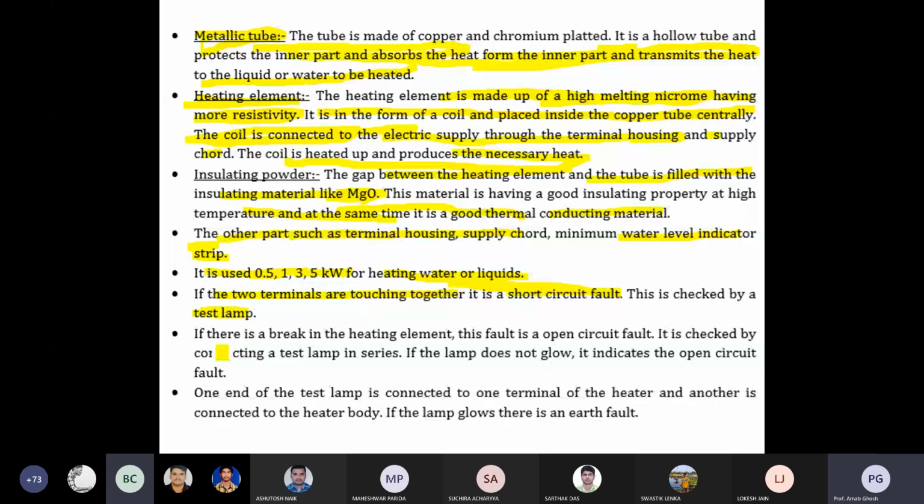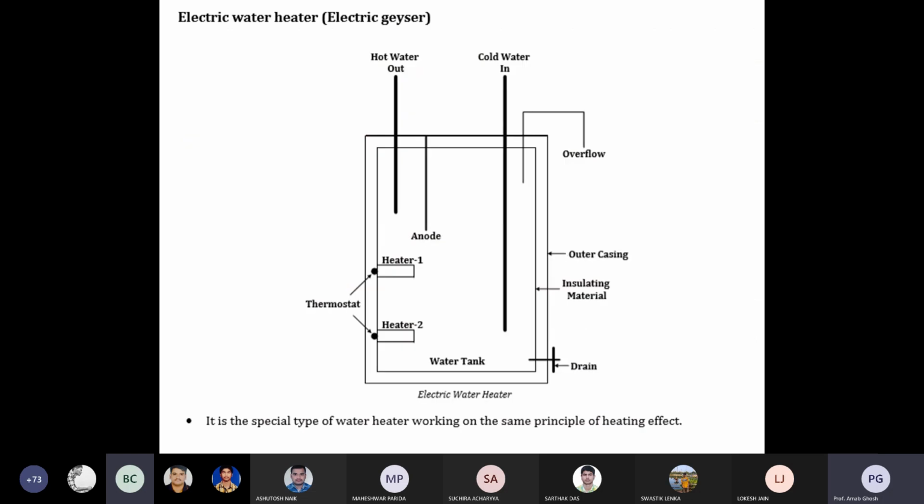If there is a break in the heating element, this fault is an open circuit fault. It is checked by connecting the test lamp in series. If the lamp does not glow, it indicates an open circuit fault. One end of the test lamp is connected to one terminal of the heater, the other is connected to the heated body. If the lamp glows, there is an earth fault. So these are all the functions and features of the electric heater.